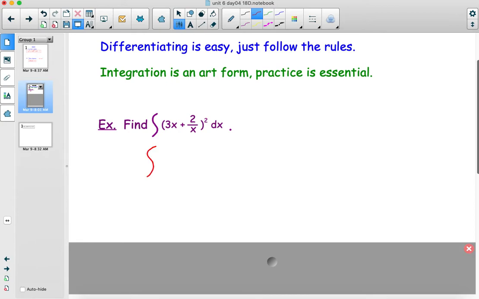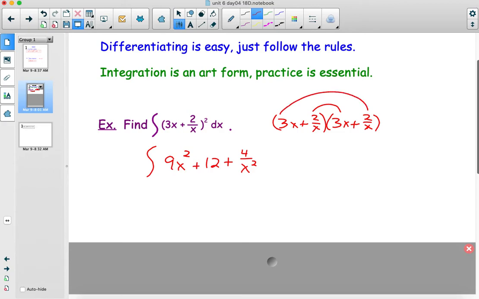Let's multiply 3x plus 2 over x times itself and see if that's an easier form to work with. When we multiply that out, we're going to get 9x squared. And then we're going to get 6 plus 6, which is plus 12. And then plus 4 over x squared. So when you multiply these two terms, the x's will cancel and you just get 6. And the same thing here. So that'll give 6 plus 6, which is where I got the 12 from. Alright.